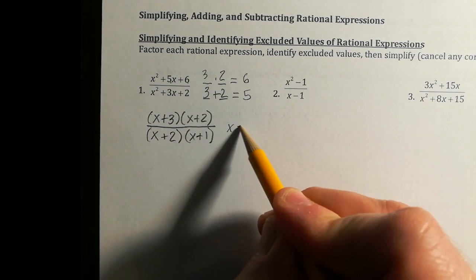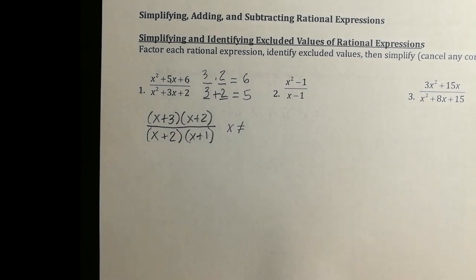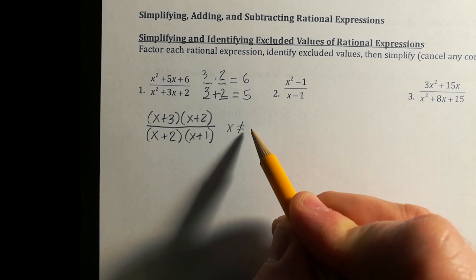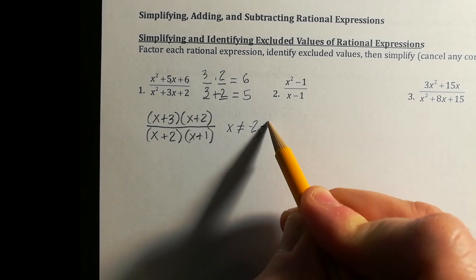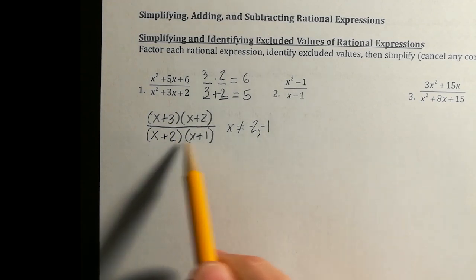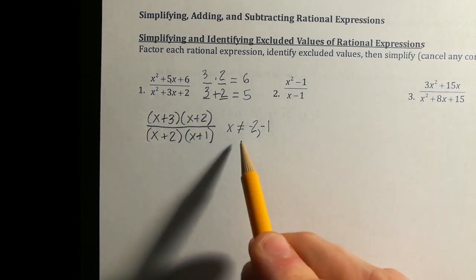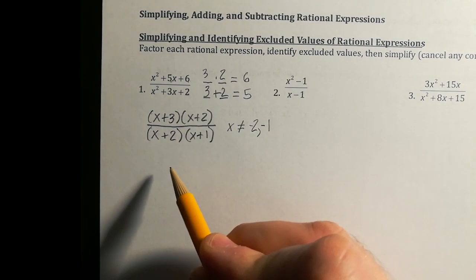So how we write out excluded values, we say, what can x not equal? Well, it can't equal negative 2, and it also can't equal negative 1. Okay? The order doesn't matter that much there, but that's how you write it out. Okay, so we've identified those excluded values.